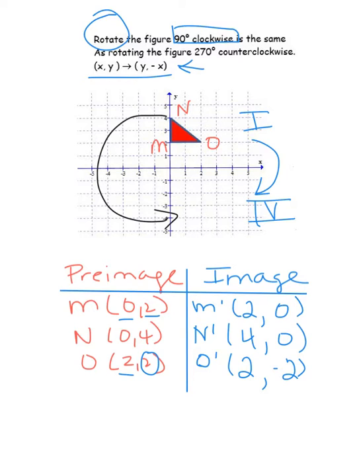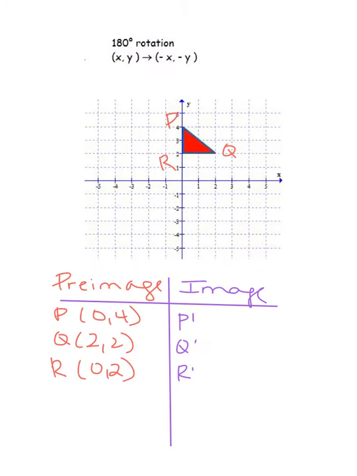Now let's plot these points. So I have 2, 0, that's M prime. 4, 0 is N prime. And then 2, -2 is O prime. So there is my new image. Again, my pre-image was in quadrant 1, and because I rotated 90 degrees, I ended up in quadrant 4.